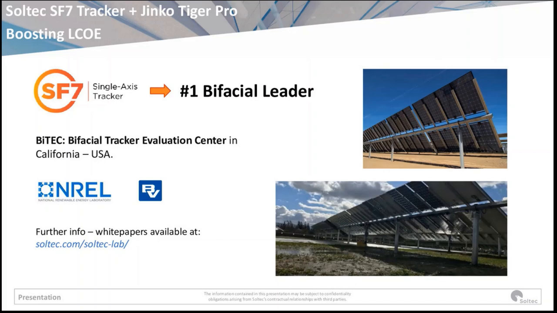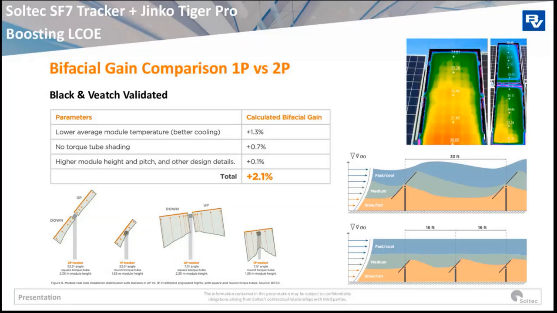We have been working for more than 4 years evaluating bifacial technology, and we are collaborating on a bifacial tracker evaluation center in California, all audited by NREL and Black & Veatch. And we have gotten some very good results about the comparison between our tracker in two portrait position with a tracker in one portrait position. The result is that our tracker produced 2.1% more energy when talking about bifacial.